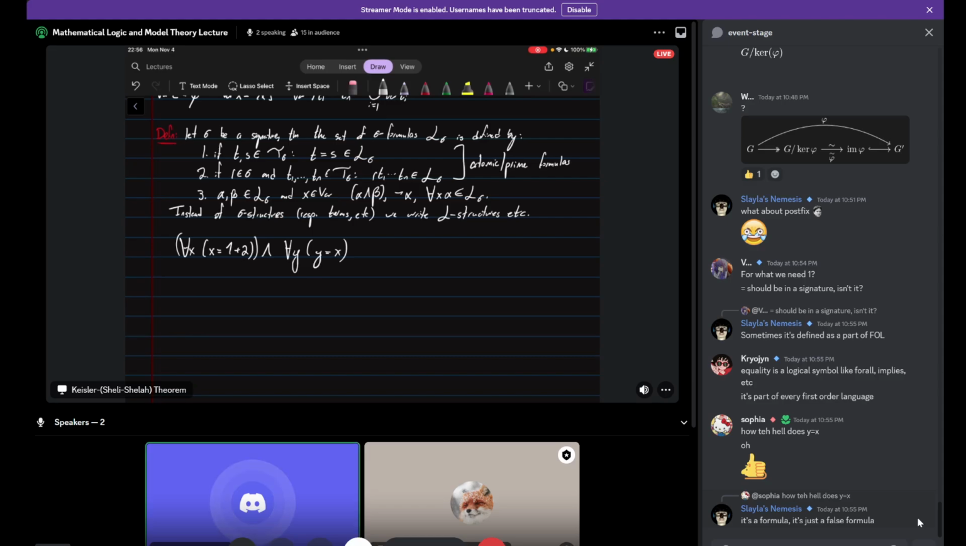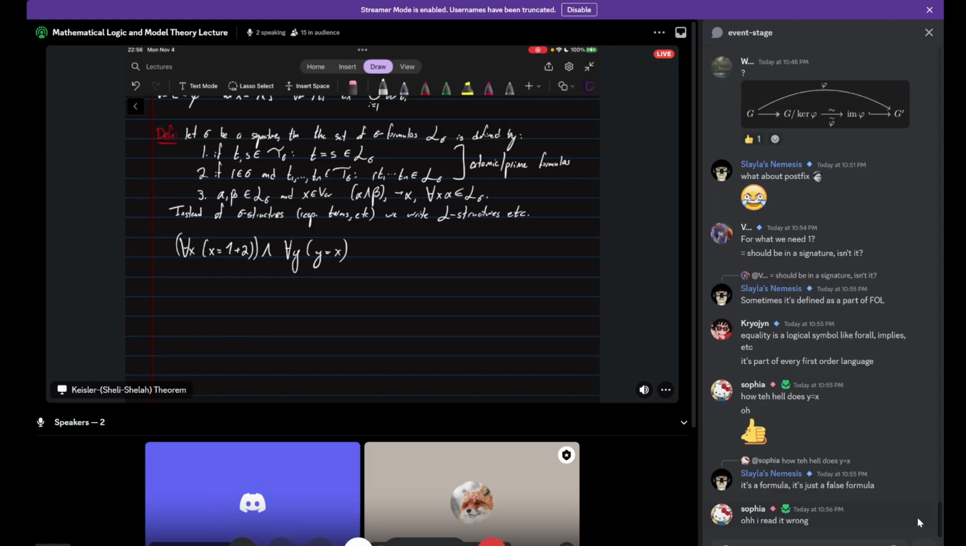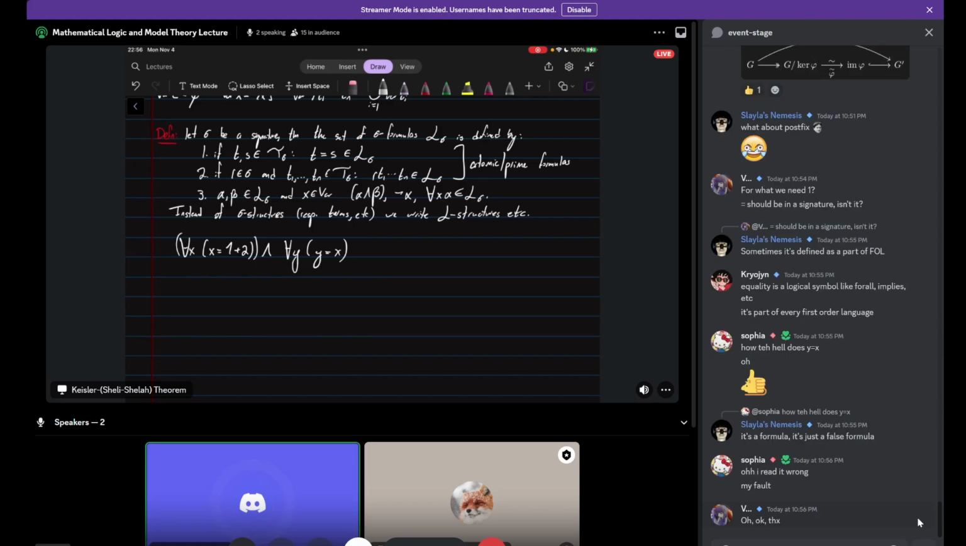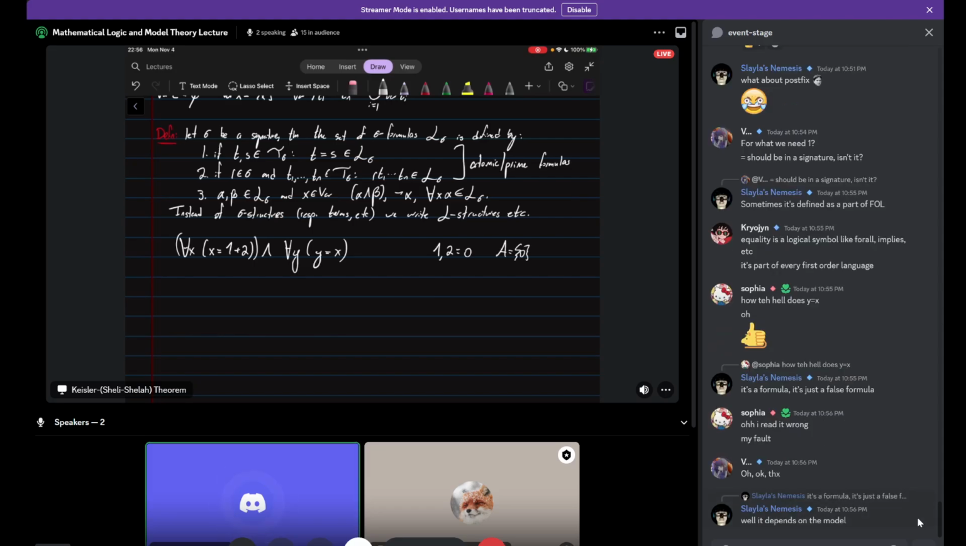We'll get to how you tell y equals x and whatnot. But I see what your question was. So it's not a false formula. It's just not a formula that makes sense right now. For example, if 1 and 2 were both equal to 0 and my signature was just 0, then this would be true.